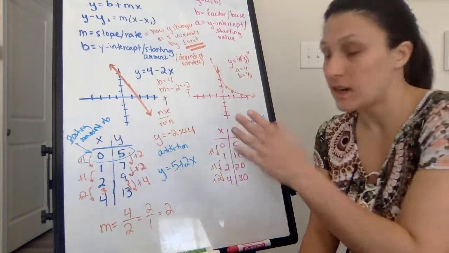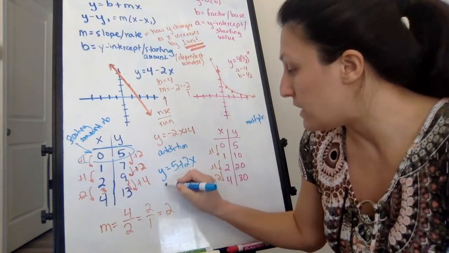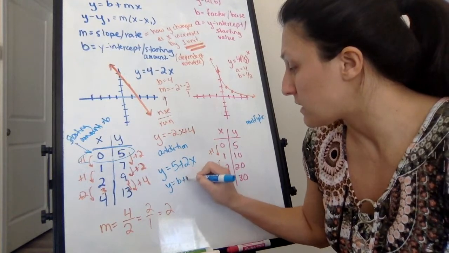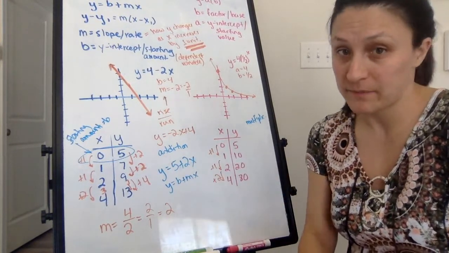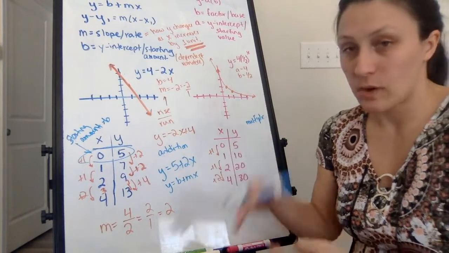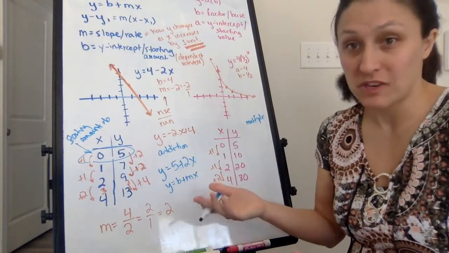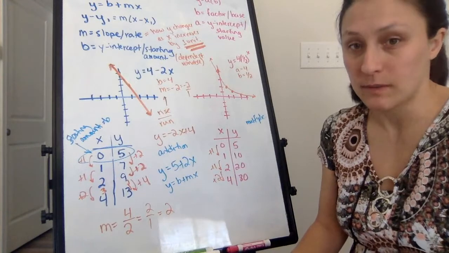Now remember, I said I tend to do y equals b plus mx because that's what I'm used to seeing. That way makes the most sense to me. But you could write this as y equals 2x plus 5, and you would still be correct. It's just a different way of writing the same thing.